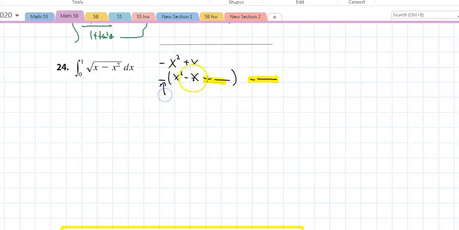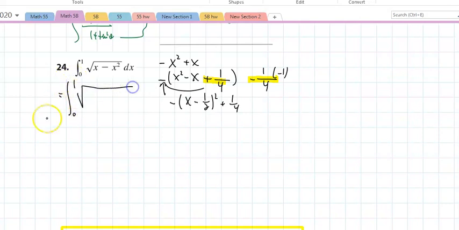Since that number is multiplied by a negative, I need to multiply this by a negative to keep this balanced. So either you add the same quantity to both sides of the equation, or you add and subtract from the same side. Take half of the middle number, which is 1/2, and square it. So this becomes negative, a perfect square (x minus 1/2) squared, plus 1/4. So if I really glance at how this looks, this is really the integral from 0 to 1 of the square root of 1/4 minus (x minus 1/2) squared.